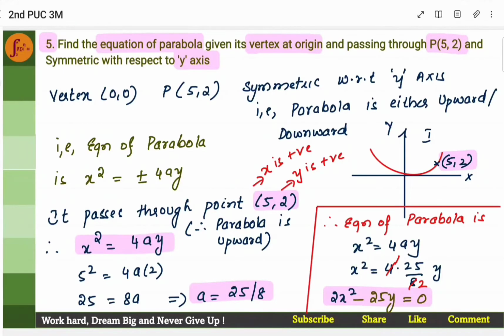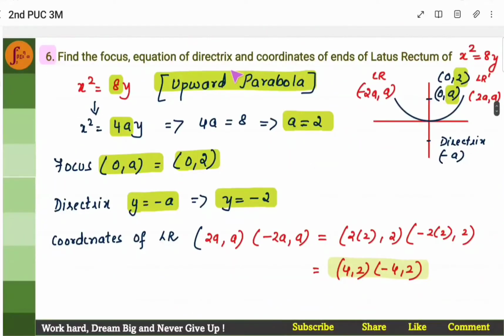Now using the point, you will substitute the coordinates here. You will get a. Once you get a, take the same equation and put the value of a, and you will get the equation of the parabola. The last problem: you have to find the focus, equation of directrix, and coordinates of ends of latus rectum.